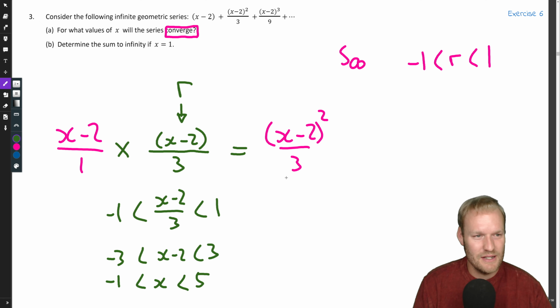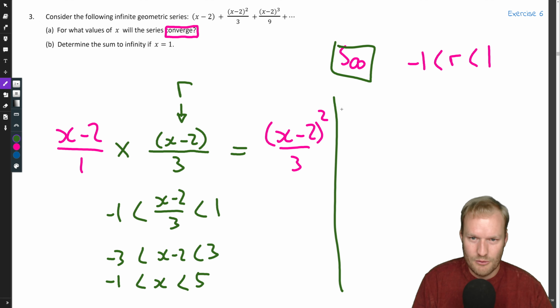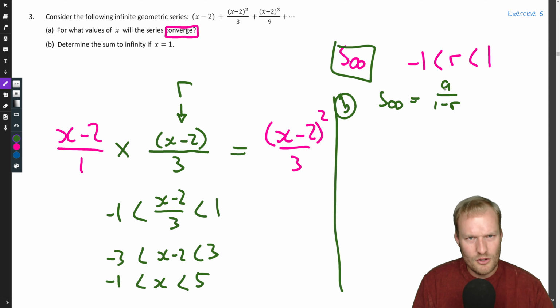Now part B says, determine the sum to infinity if x equals 1. To use our sum to infinity formula, I'm going to do B over here, we know that S infinity, our sum to infinity, is a over 1 minus r. So we just need a and we need r. Well, a is our first term, which is x minus 2. We said that x is 1. 1 minus 2, minus 1 indeed.